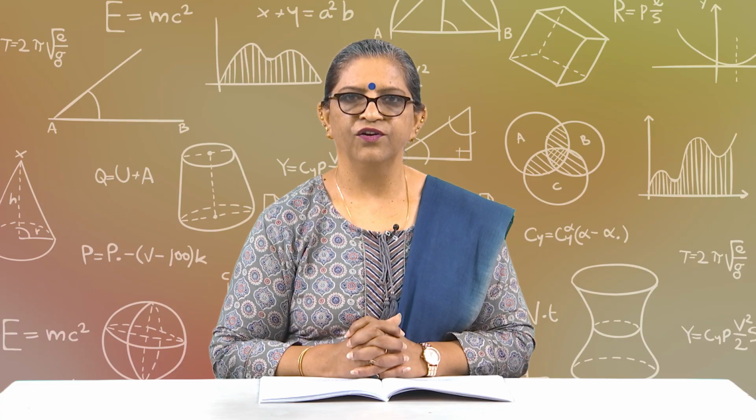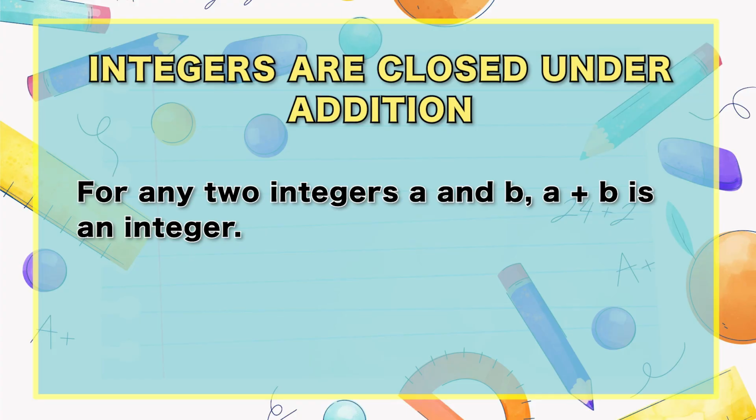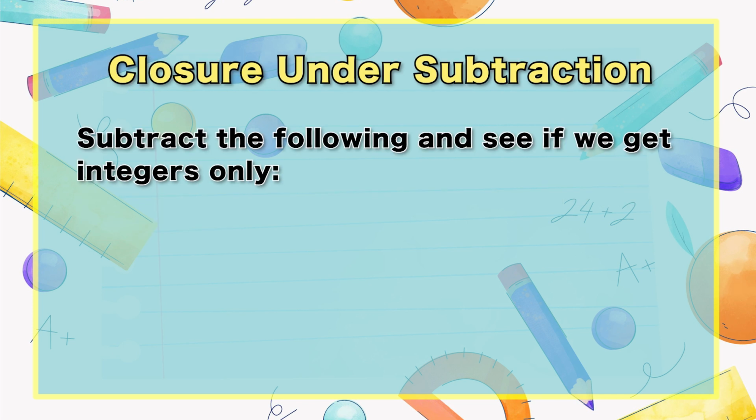Since the addition of two integers gives an integer, we say that integers are closed under addition. In general, for any two integers a and b, a plus b is an integer. Next is closure under subtraction.